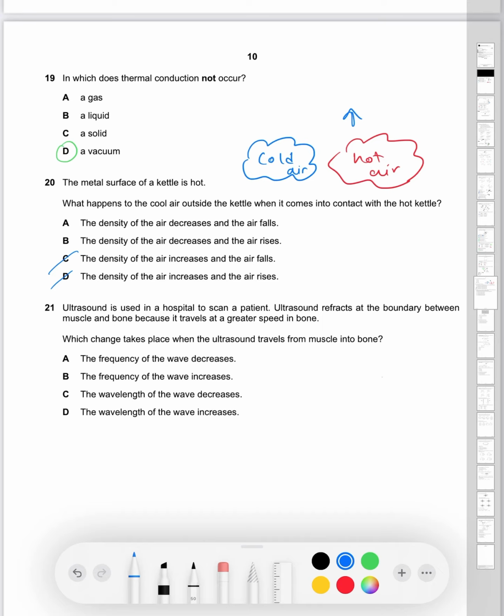But does the air rise or fall? If the density decreases, the air obviously rises, which would leave choice B as the correct answer.